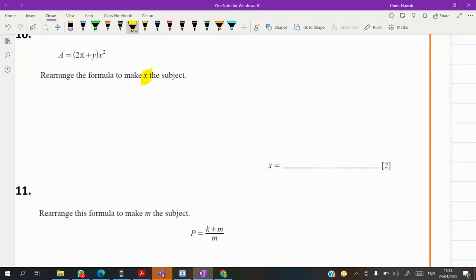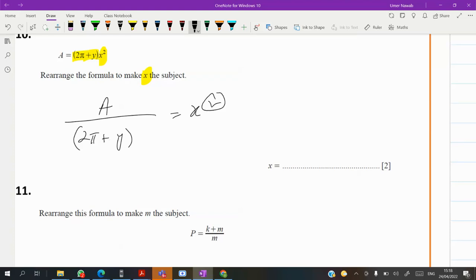Next question, we want to make x the subject. Something is multiplying on the other side, so the whole bracket will be divided. Now we have x squared. Send the square to the other side, and you will have to write plus minus. So a over 2 pi plus y.